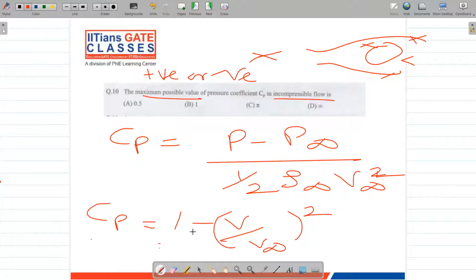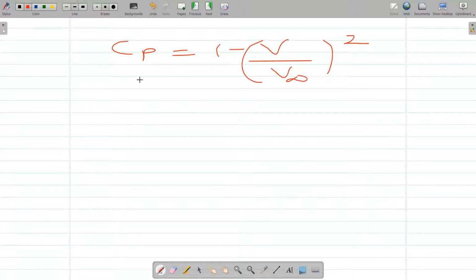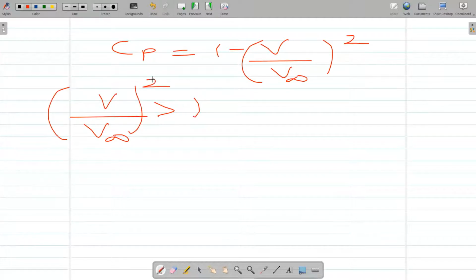So from this expression, you can see that the CP value is basically defined by the second term, that is V by V infinity. So we have to look at how that V by V infinity will change. CP is equal to 1 minus (V by V infinity) whole square, right? Now, if V by V infinity square is greater than 1, then CP is 1 minus some value greater than 1. So your CP will definitely be negative.